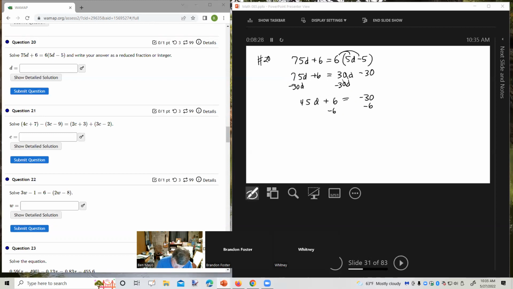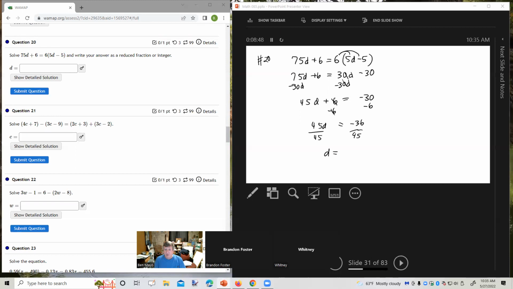Subtract 6 from both sides. 45d equals -36. Divide both sides by 45. Now, my temptation might be to go to the calculator and see what we get, but I don't want a decimal answer, I want a fraction.